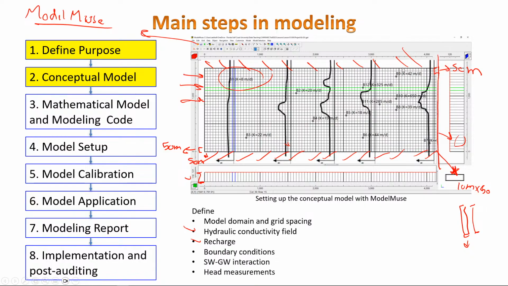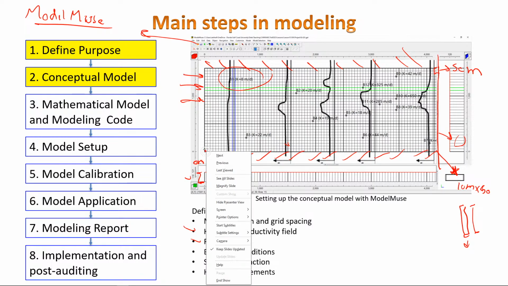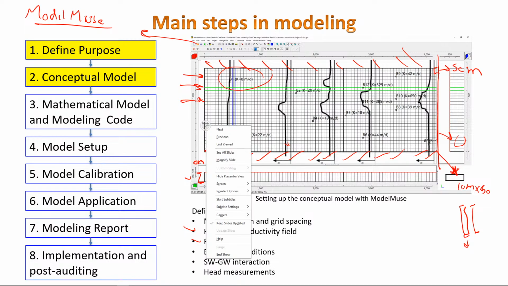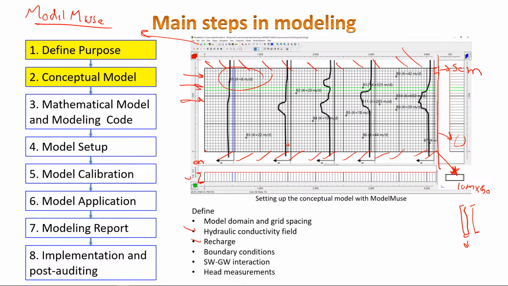Okay, and head measurement. Why do we need head measurements? Because what this model will simulate is the head. At each of these cells, the head will be simulated. Let's say my model simulated the head here. Now I can measure the head from this observation well and compare it with what my model is producing. If they match, this means a good model. If they don't match, this means that this is not a good model.